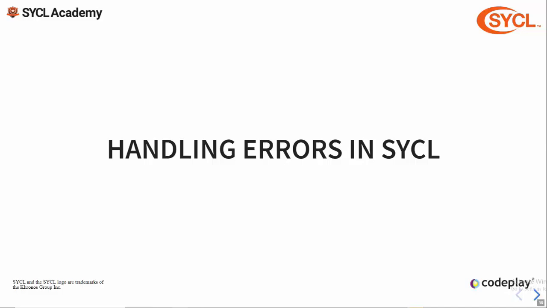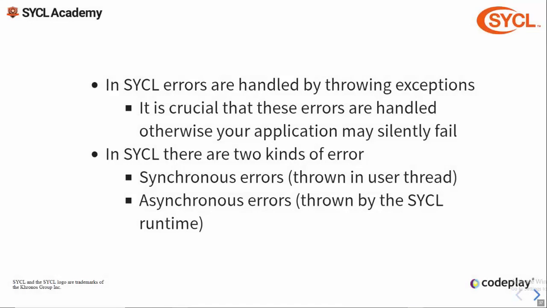It's important to now understand how to handle any errors that might occur. In SYCL, errors are handled by throwing exceptions, and it's crucial that these errors are handled, as otherwise your application may fail silently. In SYCL, there are two main kinds of errors: synchronous errors, which are thrown directly to the user thread, and asynchronous errors, which are thrown by the SYCL runtime.